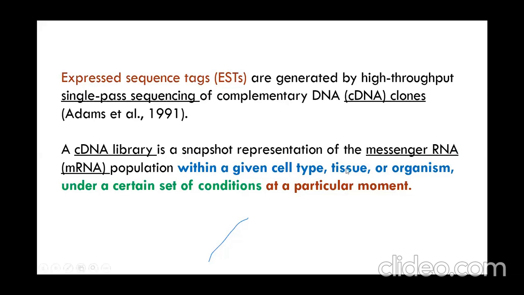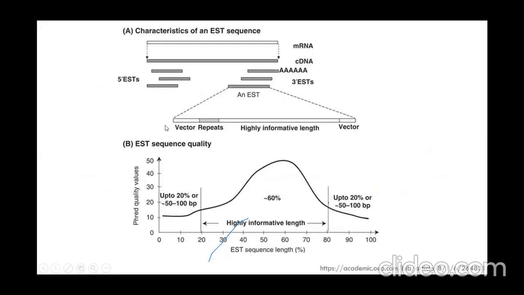This is important, because if you talk about disease, for example, cancer cell type versus normal cell type, the messenger mRNA molecule population will be diverse. If they are diverse, you can use expressed sequence tags to compare disease and non-disease conditions. A little bit more about the characteristics of ESTs: given an mRNA or cDNA molecule, you generate multiple ESTs, 5' and 3' ESTs, and again they may overlap for a given sequence.